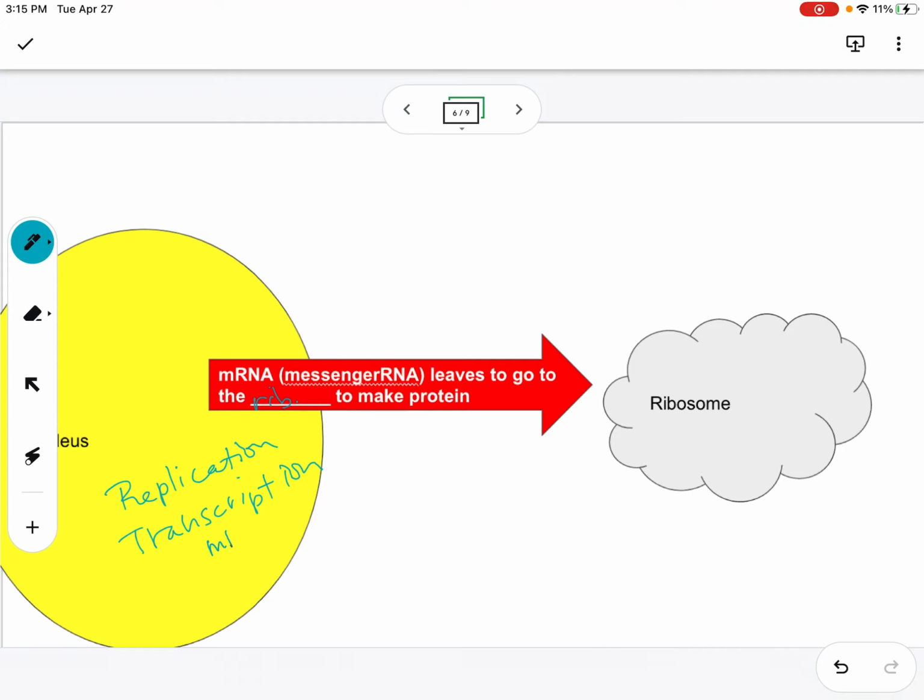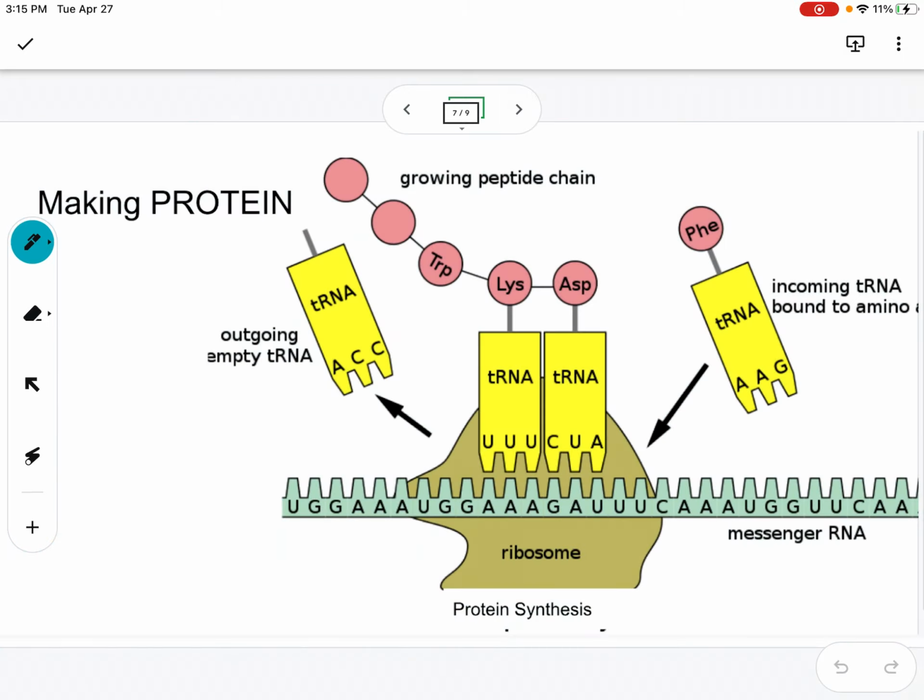Transcription is making the mRNA. But that can't stay in the nucleus. It has to leave to go to the ribosome. Because why? What happens in the ribosome? That's where we make protein.